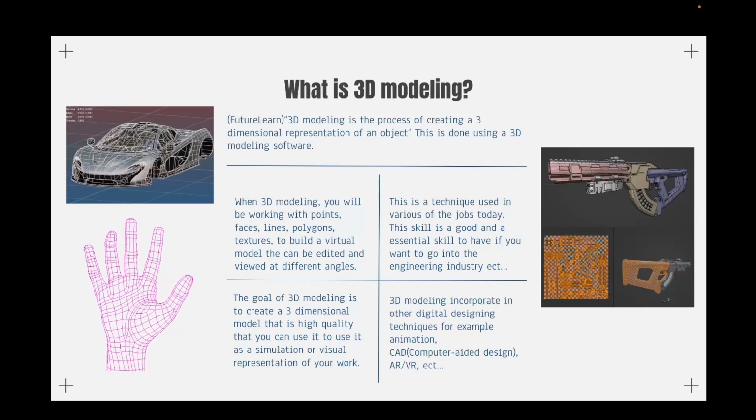This skill is used in many industries today, and it's a good essential skill, especially if you want to go into the engineering field, game development field, and etc. 3D modeling also incorporates other digital designing techniques such as animation, CAD, AR, etc. As I've mentioned, some of the industries that utilize 3D modeling. Let's dig further into this topic. And this leads us to where can we find 3D modeling in our everyday lives?